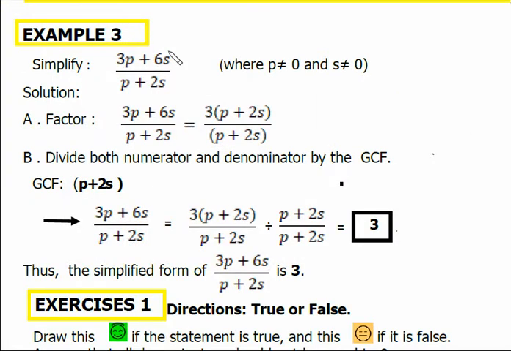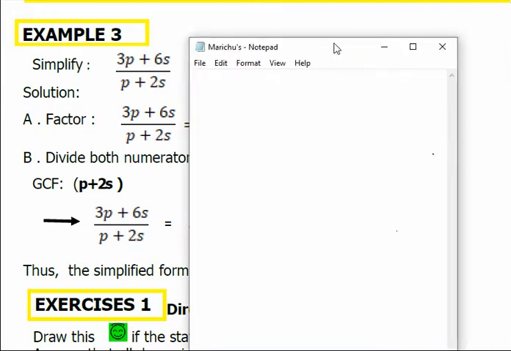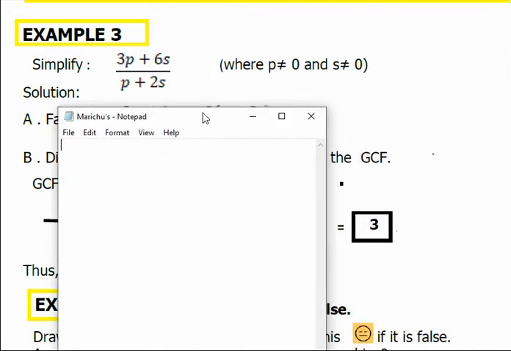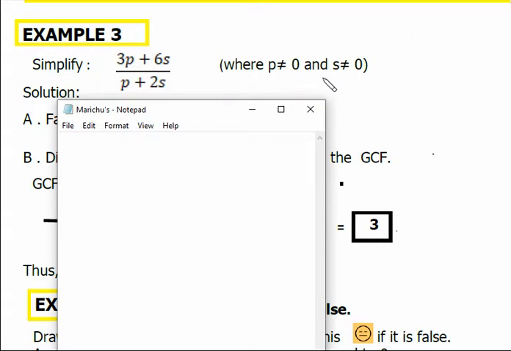So let's proceed with example 3. Here we have 3p plus 6s all over p plus 2s. It says here p and s should be non-zero. So please go through this, and I will just illustrate this using the shortcut. So let me have my notepad here so that you will see the tricks.